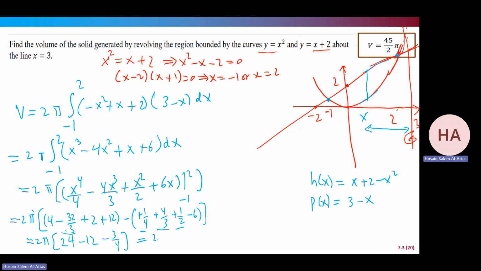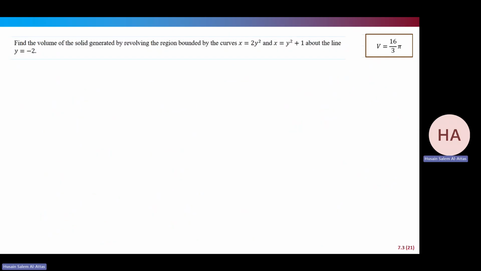So I have 2π, do the calculation the way you like. 12 minus 3 over 4. That gives me 2π times 48 minus 3, which is 45 over 4. So that gives me 45π over 2, which is this one. Good, I get the correct answer. Now, next one.